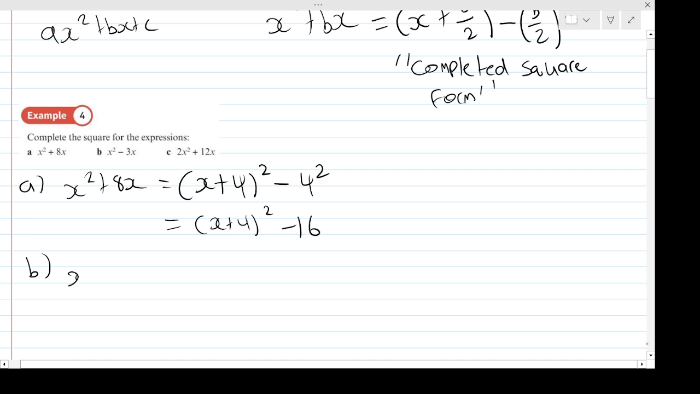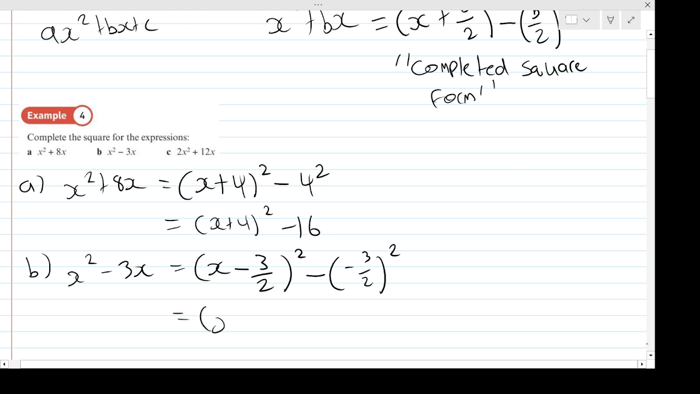Okay, part B, we have x squared minus 3x. Again, I'm going to do the same thing. So I have a bracket of x, and then I'm halving the minus 3, so it's minus 3 over 2, squared. Then I minus this number, so minus 3 over 2, and square that. And so if I do that, I have x minus 3/2 squared.